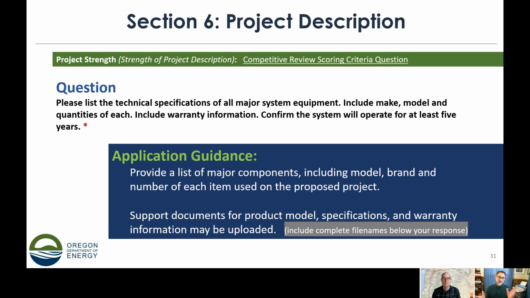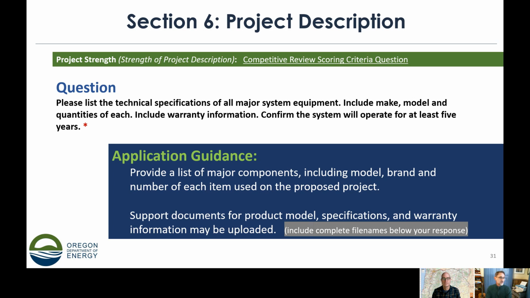We certainly understand supply chain issues are a little off right now, both in the United States and globally. What we're looking for here is your best case scenario, or specifically where you're at right now. We know this could change a little bit later down the road. But we are also looking at major system equipment and components. We're not getting down into the minutia of J boxes, type of wiring, etc. This is your major pieces.